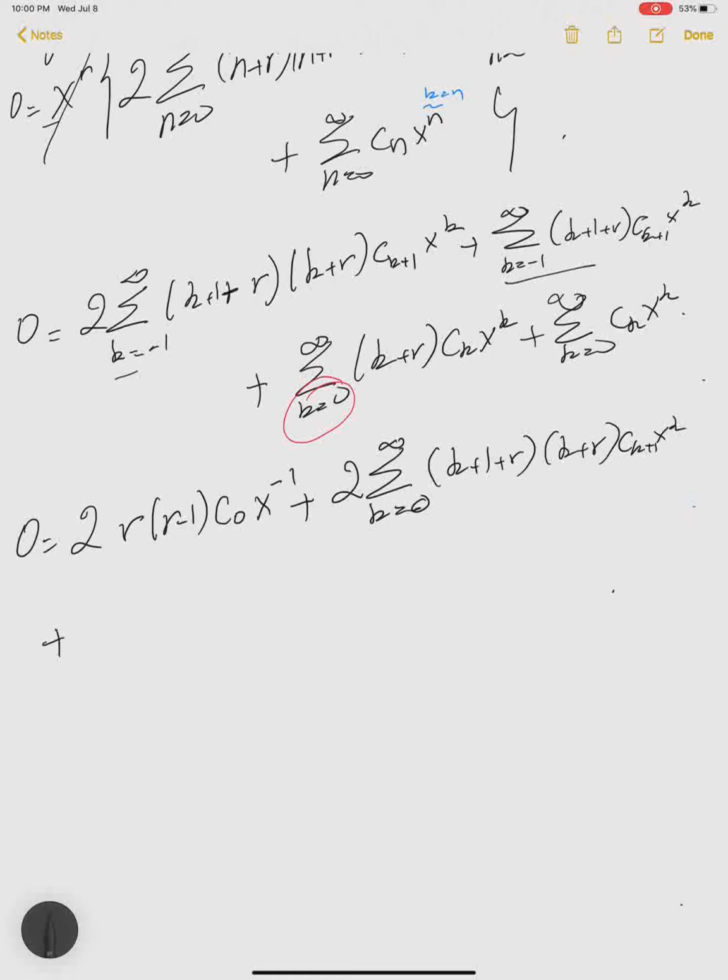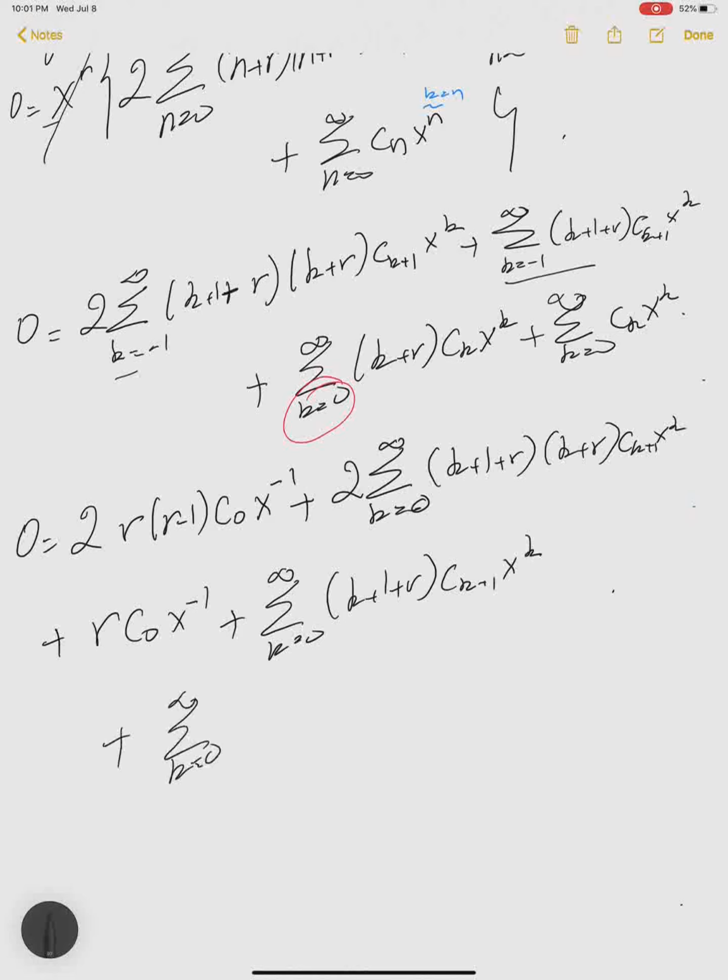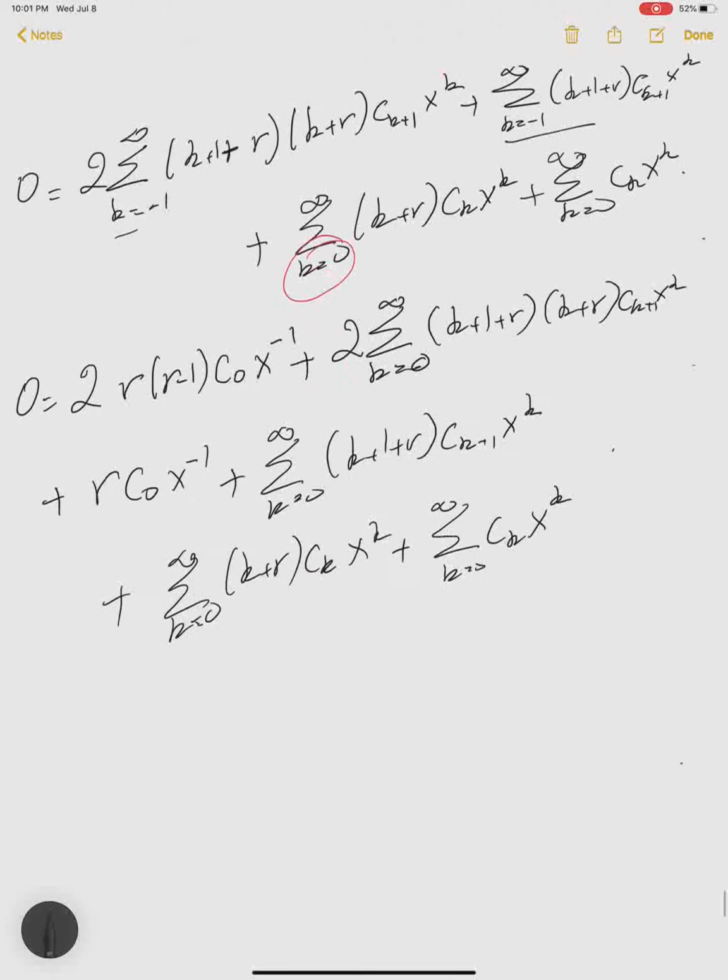Plus, what about the following sum? k equals minus 1, you get r c_0 x^(-1), plus summation from k equals 0 to infinity (k + 1 + r) c_(k+1) x^k, plus summation from k equals 0 to infinity (k + r) c_k x^k, plus summation from k equals 0 to infinity c_k x^k.